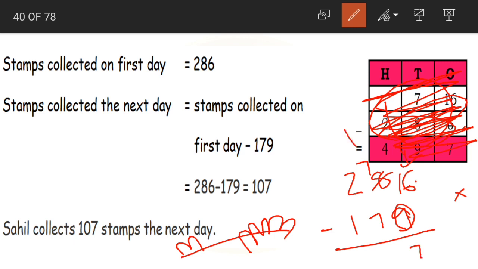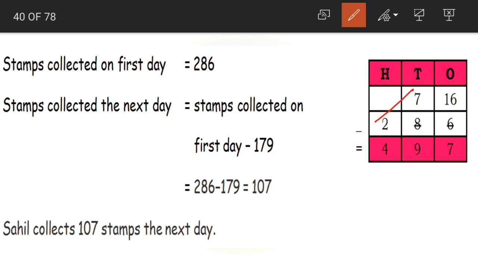Clear? Now going to the tens place. 7 minus 7. When we subtract a number from itself, what do we get? 0. So 7 minus 7 is equal to 0. Coming to the hundreds place, 2 minus 1. 2 minus 1 is equal to how much? 1. What answer did we get? 107. Yes, children, 107. Now what is this 107?